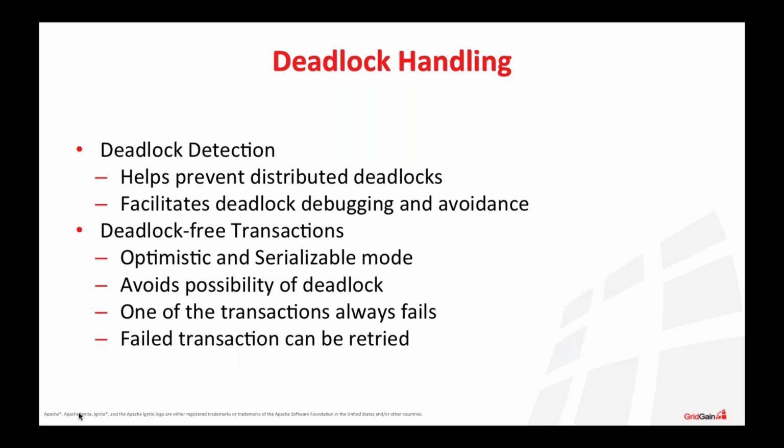Okay, so how to deal with deadlocks then? There are some mechanisms built into Ignite that help prevent distributed deadlocks, and we'll look at the code examples very shortly to see how these work. If we have this as part of a try-catch block, we can trap the exception, print messages out, and get more details about what the actual problem is, and that will help us in terms of avoidance and debugging. That is a very useful feature.